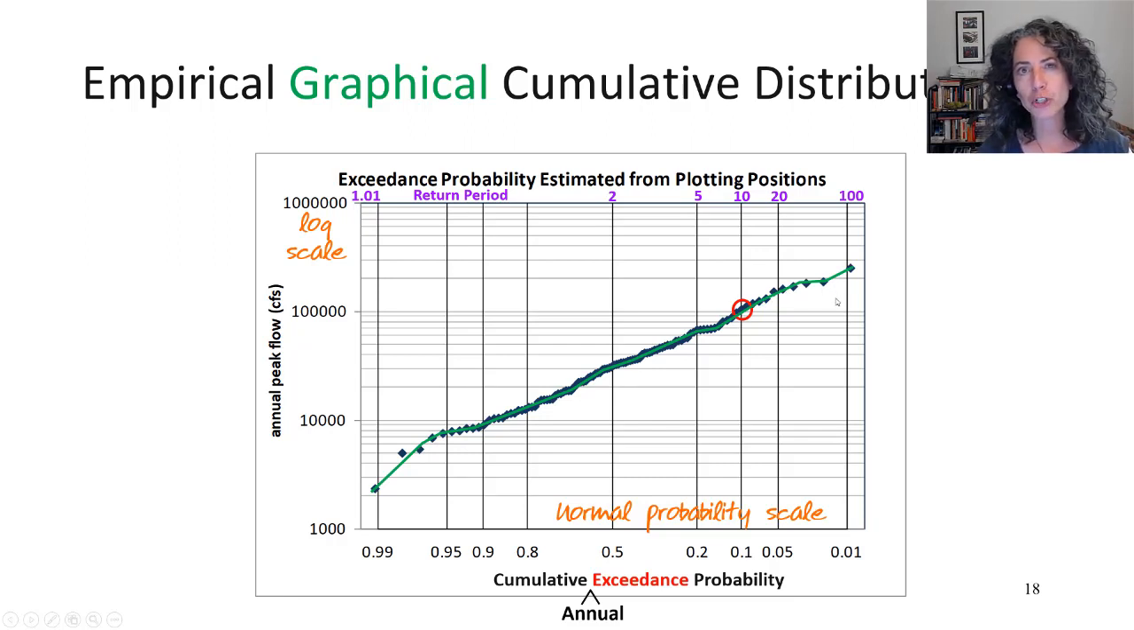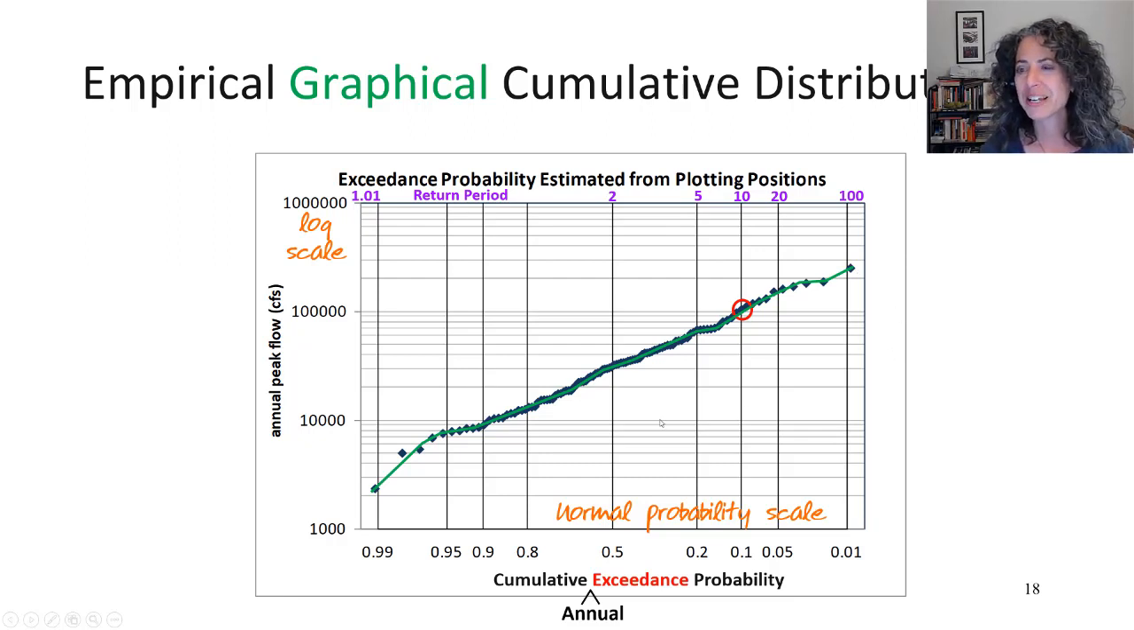Does not have an equation, does not have parameters, right? This is just a line. And this can give us a good fit to our data, but the problem with it is if we're interested in flows that are beyond the range of our sample.